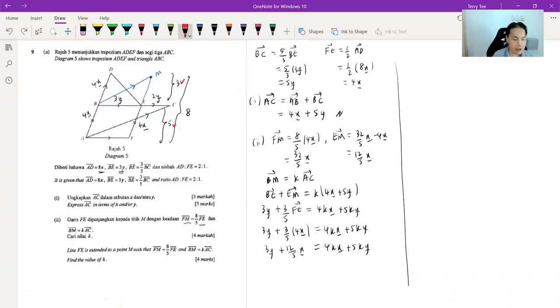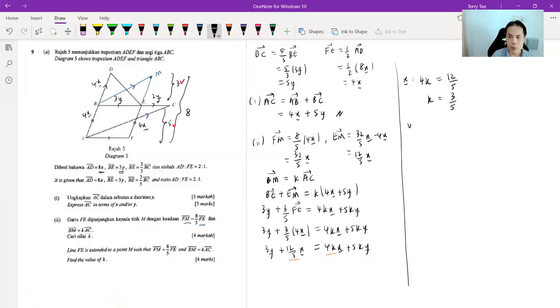Okay. All right. So I've got this already. I got x and y. But when you compare, please compare x and x. I'm solving for k. I compare this and this, right? So you can either compare x. The coefficient of x is 4k, and 4k is 12 over 5. K is 3 over 5.